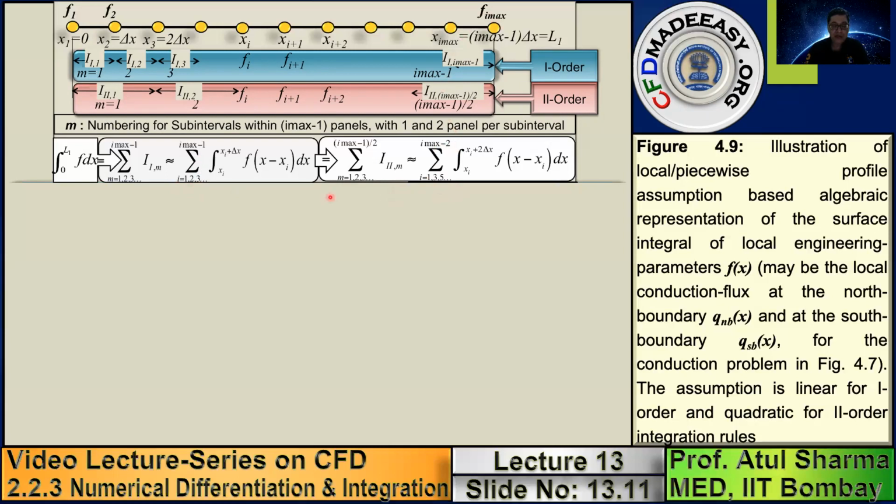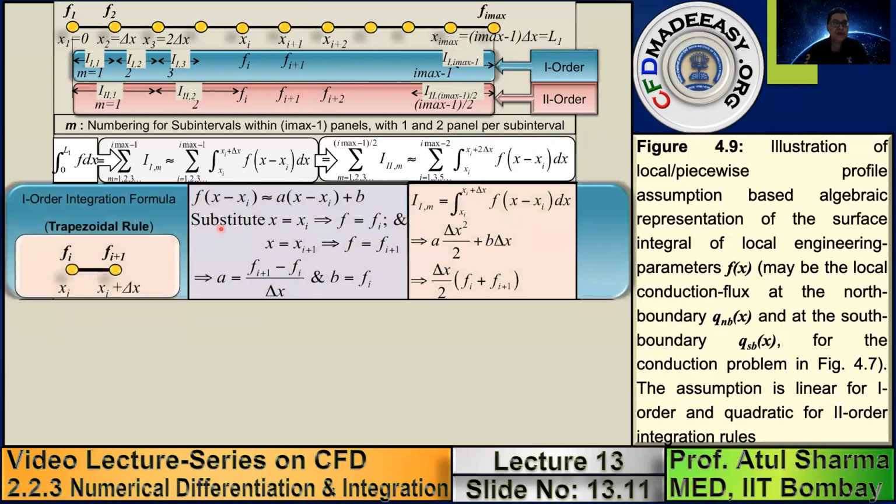Now I'll show you the formula derivation for the first order numerical integration, which is called the trapezoidal rule. In the trapezoidal rule, I will show you the derivation for this one subinterval when you do an integration. As I mentioned, for any 2 points, we consider the left point as xi and the right point at xi plus delta x. The value at xi is fi, and at xi plus delta x, the value is fi plus 1.